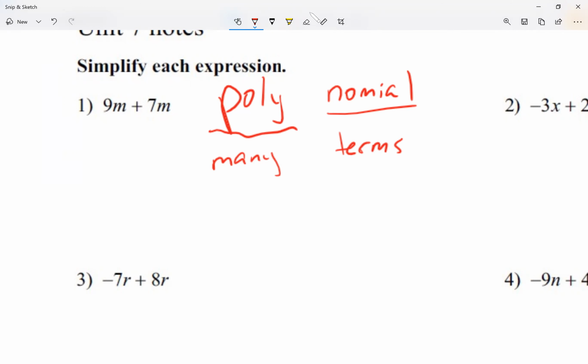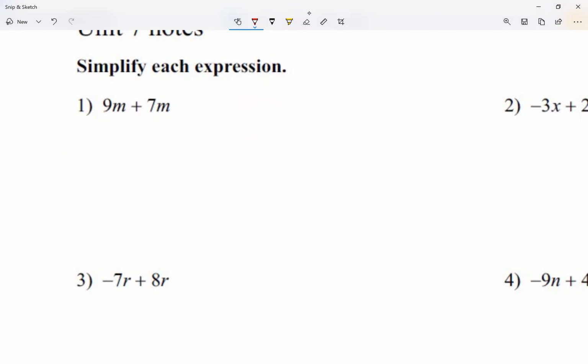Now, we're going to be combining terms that have the same letter. So, for example, question number 1, I have 9m and I have 7m. I'm going to combine them, 9m plus 7m. I'm just going to be looking at the number in front of the letter. We should call that coefficient, but we're just going to call it the number in front of the letter. 9 plus 7, I know 16. So 9m plus 7m is going to be 16m.